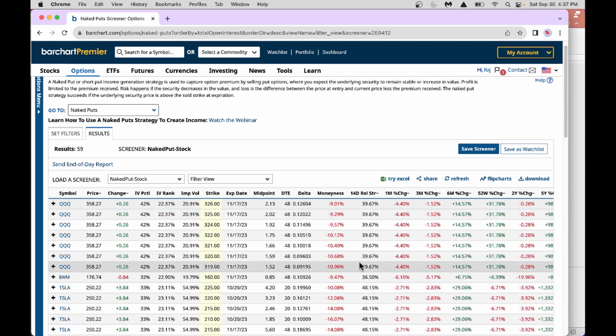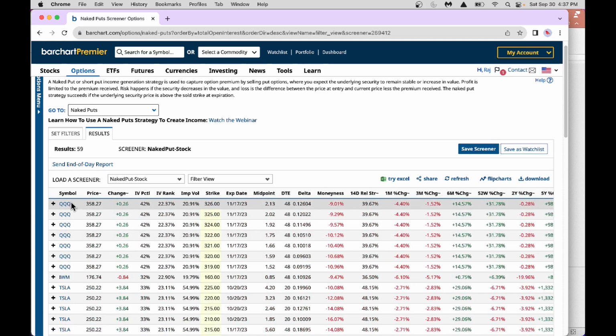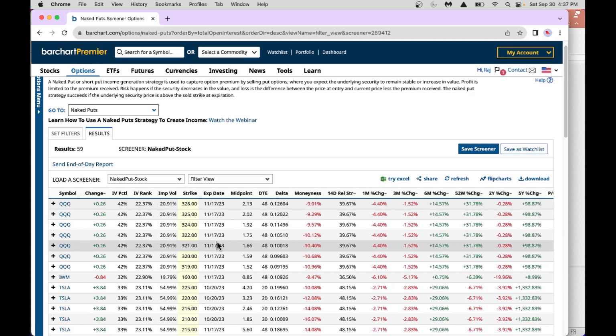Let's do one thing. Let's sort this by open interest. Looks like it is sorted by open interest. The stock at the top has got the highest open interest. In this case, it's QQQ. Look, QQQ is a good one here.